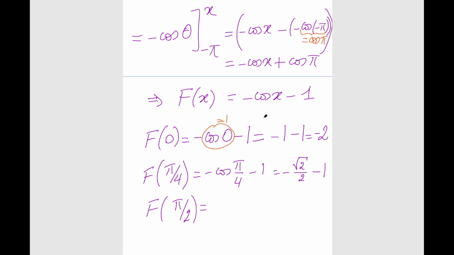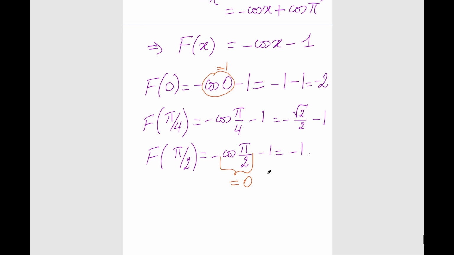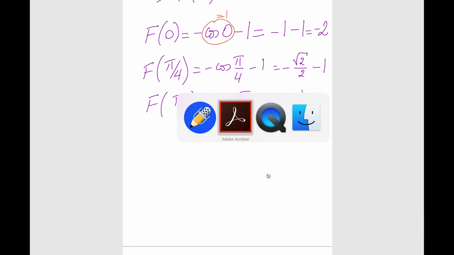F of pi over 2 is minus cosine of pi over 2 minus 1. But what's cosine of pi over 2? That's 0. So negative 0 minus 1 is negative 1, right? So we get this. Okay. All right. Next.